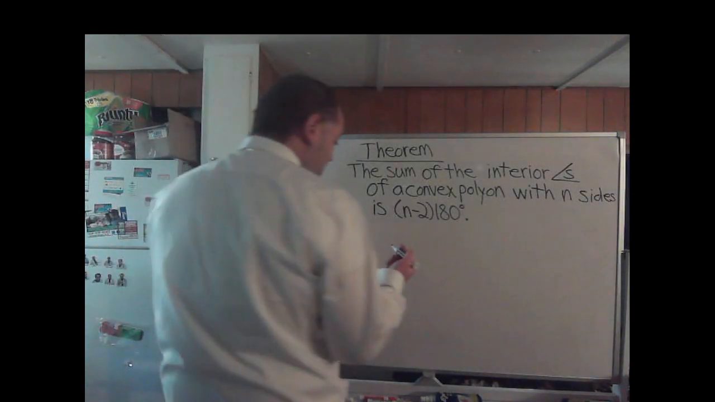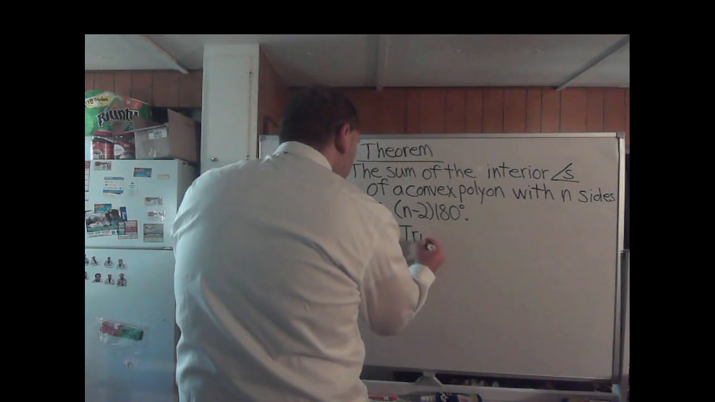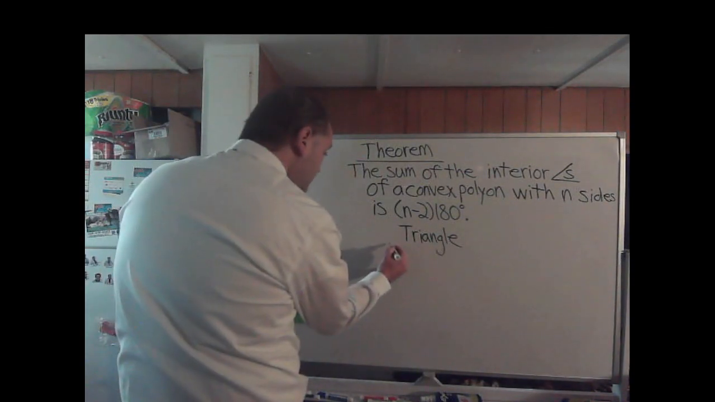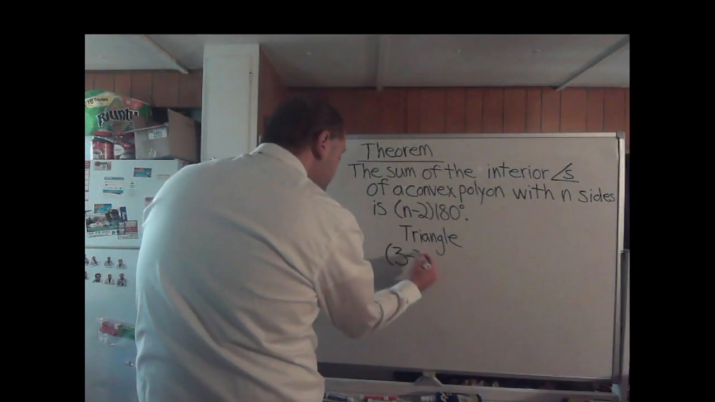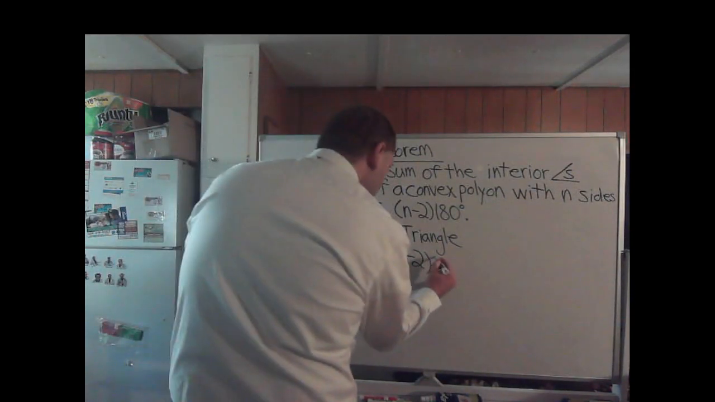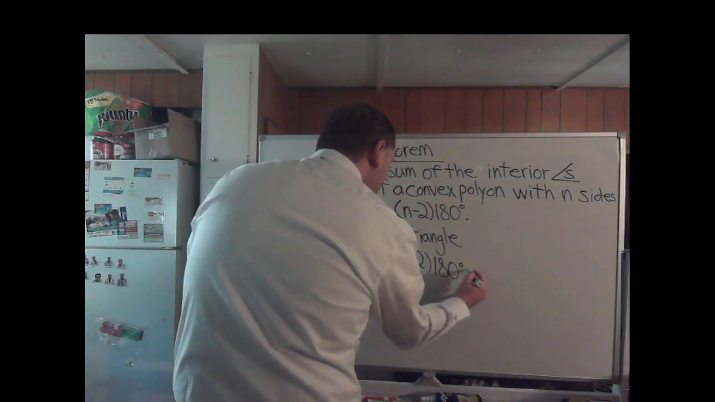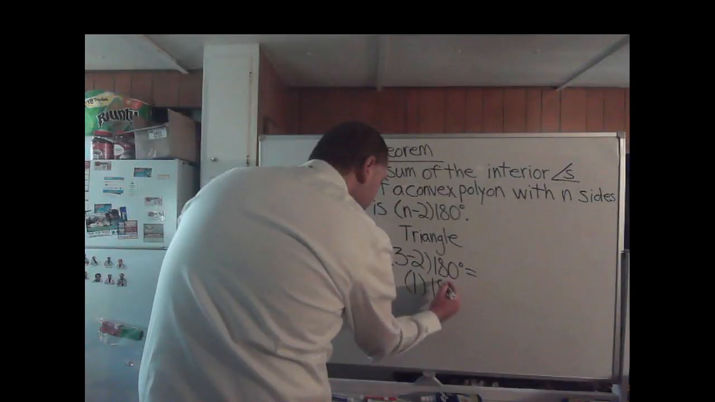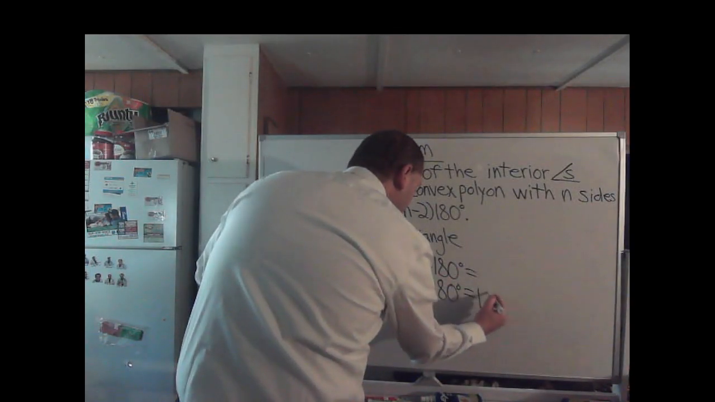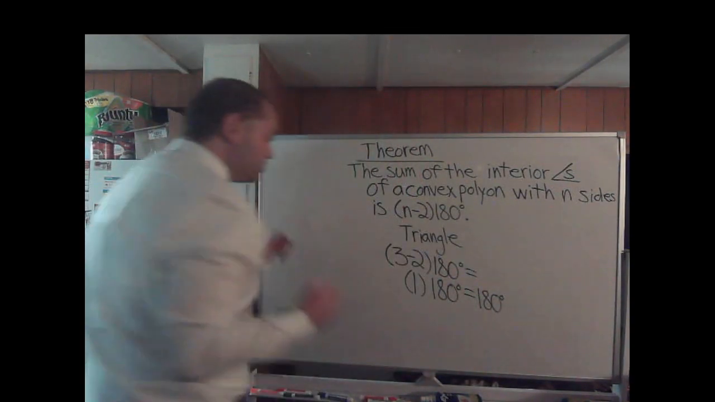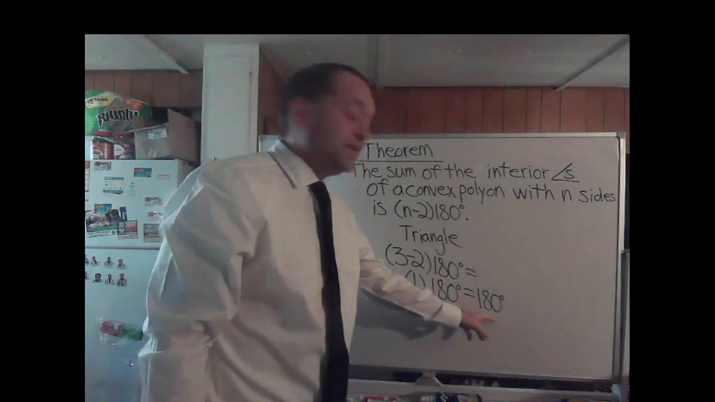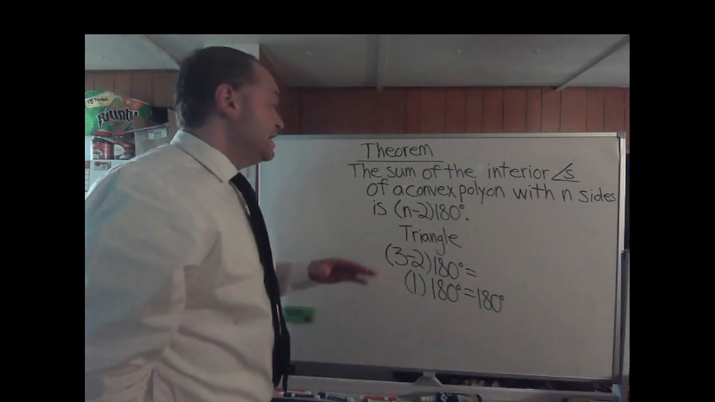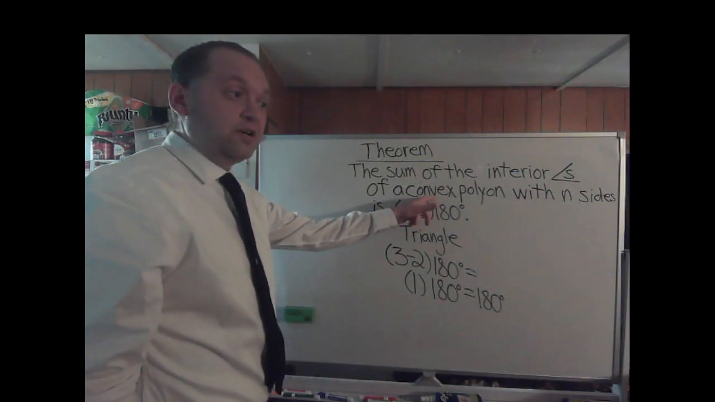So, let's proceed to a triangle, for example. We know a triangle has 3 sides, right? So that's going to be 3 minus 2, because it's got 3 sides, minus 2 times 180 degrees, which would just simply be 1 times 180 degrees, which we know would just be 180 degrees. So a triangle, the sum of the interior angles is 180 degrees, which we established in yesterday's lesson. Well, now you see where we got that from, this theorem right here.